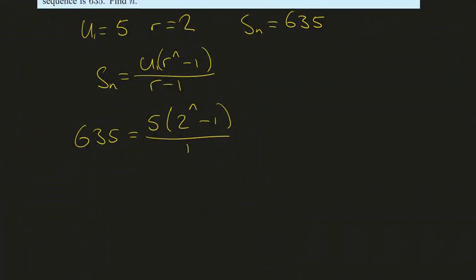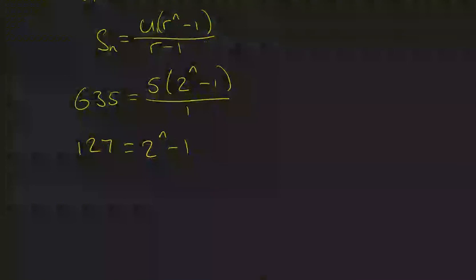From here, I guess we could start to rearrange this. So if I divide 635 by 5, I will have 127 is 2 to the power of n minus 1. And then I have 128 is 2 to the power of n. You'd probably recognize that as a power of 2 already. So which power of 2 is it? It is 2 to the power of 7. So n is equal to 7.